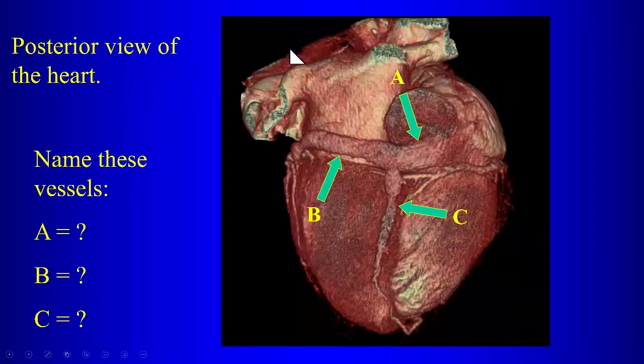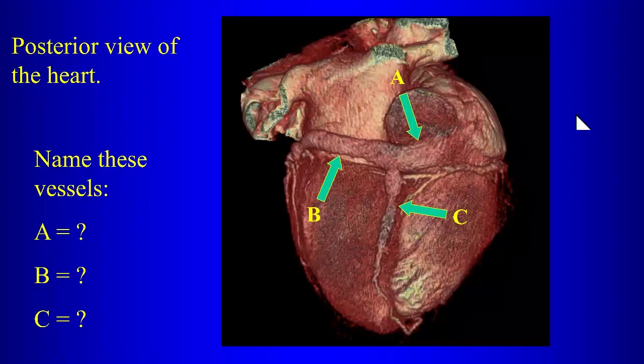All right. So you guys over here, we're looking at a posterior view of the heart. So let's name these vessels. What is A, what is B, and what is C? What is A? Yeah, so A is the coronary sinus.